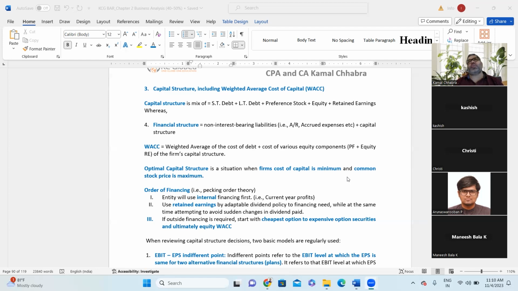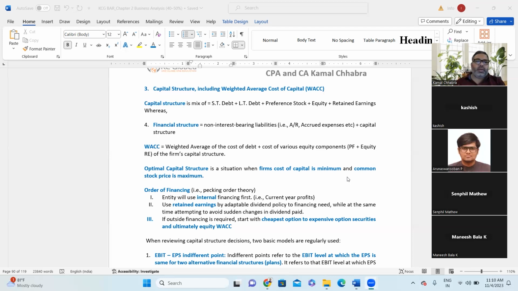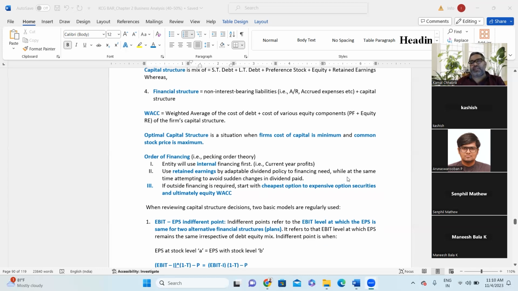So the third and fourth topics of 2.2.2 we'll be covering together, right? So here in capital structure we'll be discussing weighted average cost of capital. Have you guys studied maybe in your college days or any other professional education anything about weighted average cost of capital? And why do we calculate weighted average cost of capital?